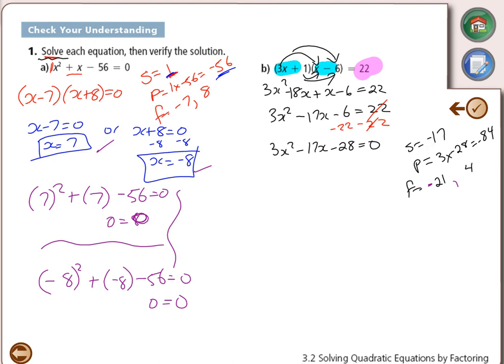Bring down your first term, 3x squared. And your last term, negative 28. We decompose that middle term into the two components. The two components are, put the negative one first if you can, less chance for error. Negative 21x plus 4x. Then we group. Group the first two, group the second two. Pull out the GCF. The GCF between the first two, hey, I can get a 3x out of it. Leaves me with x minus 7. Second one, I can pull out a 4.